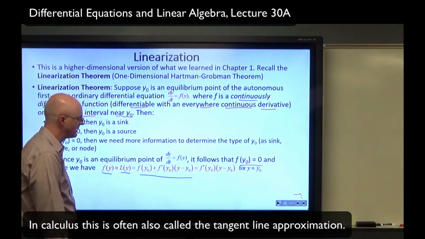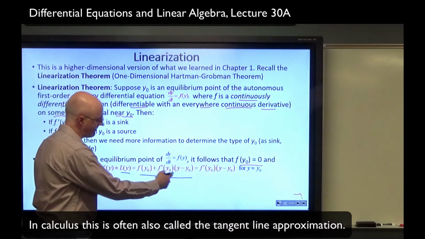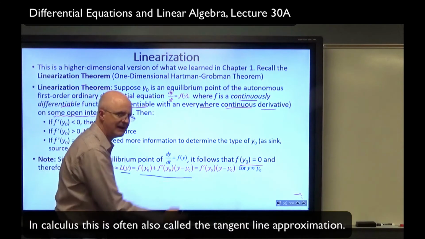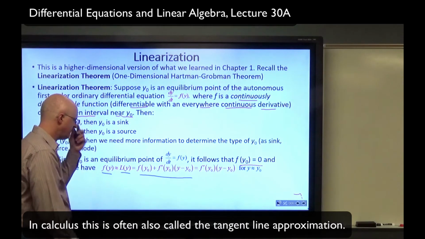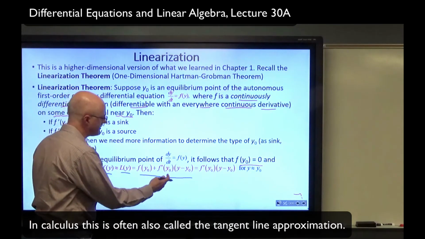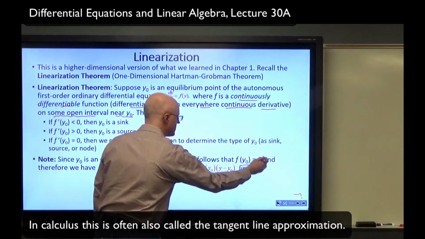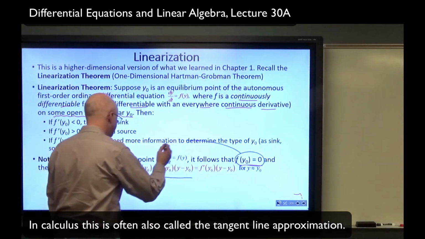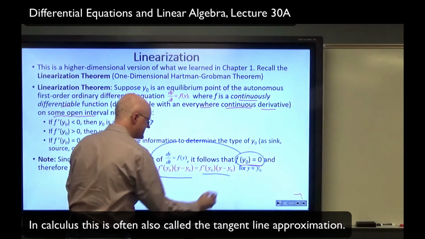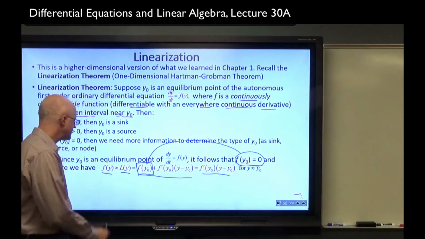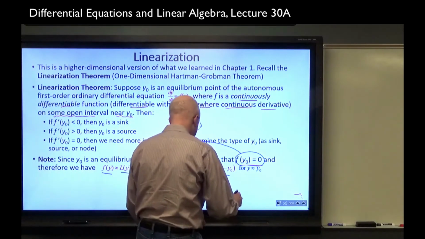You may have seen this with the letter A used instead of y0. F of A plus F prime of A times x minus A if x was the independent variable. It's the same thing, just different letters here. F of y0 plus F prime of y0 times y minus y0. But because F of y0 is 0, because I'm at an equilibrium point, that term goes away, and I can simplify to just that. And this is a quote-unquote good approximation when y is close to y0.